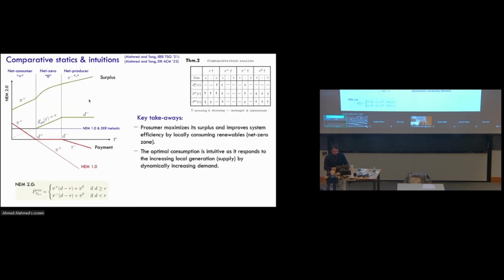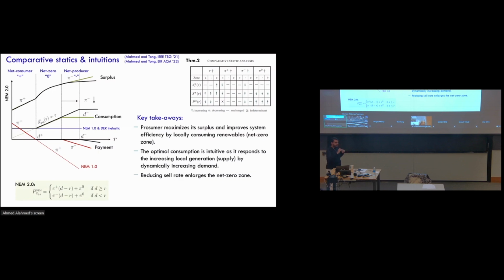This is the last, maybe theoretical, result I'm going to present on this topic. So we did some comparative statics. We found that when the prosumer maximizes their own surplus, which is a self-interested agent objective, it improves the system efficiency by locally consuming the renewables instead of selling them back. And the optimal consumption is intuitive, as I mentioned, as it responds to increasing local generation by also dynamically increasing demand. And reducing the sell rate enlarges this net zero zone.